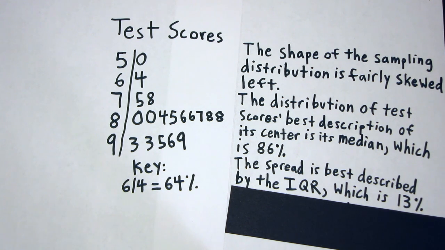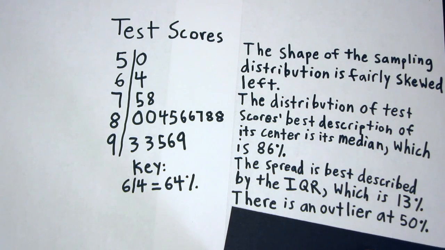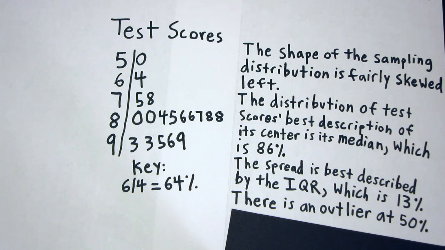Lastly, we want our outliers and unusual features. So there's only an outlier. We calculated this in that one video, so if you haven't seen that, go check it out if you don't know how to calculate outliers on a calculator. And we found that 50% was our outlier. Another unusual feature you might find in graphs is if the sampling distribution is bimodal, and you'll want to include that in your unusual features part. So this altogether would get you an E on an AP statistics test, or a 100 on any statistics test, I feel like.